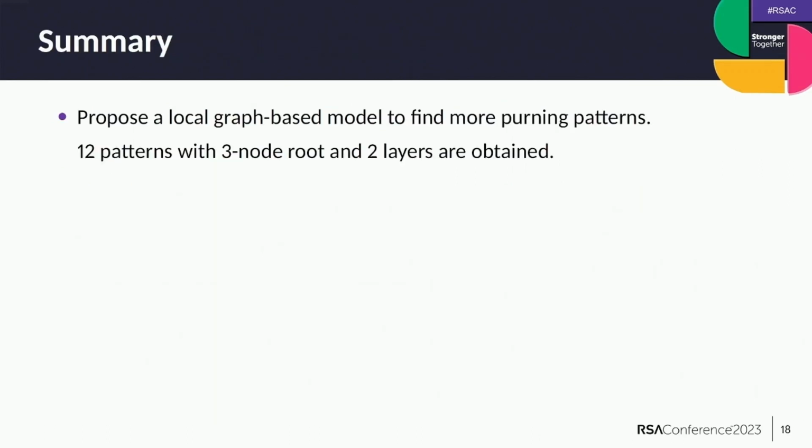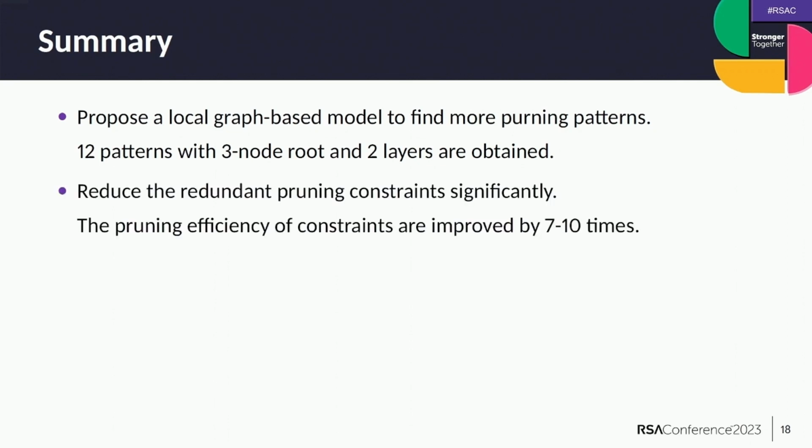Finally, let me summarize our work. We proposed a local graph-based model to find more pruning patterns. As a result, we get 12 patterns with 3 node root and 2 layers. We reduced the redundant pruning constraints significantly. The pruning efficiency of the constraints is improved by 7 to 10 times.